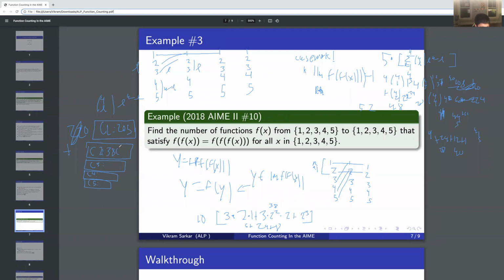380. Case 3. This is when it's like 1 1 1 2 2 2 3 3 3 4 4 4 5 5 5.